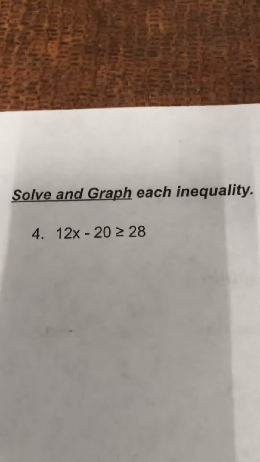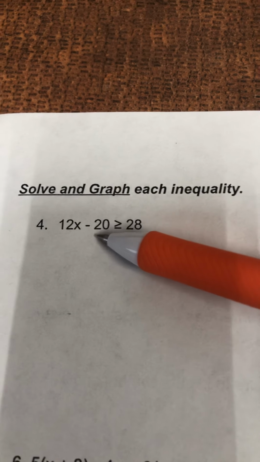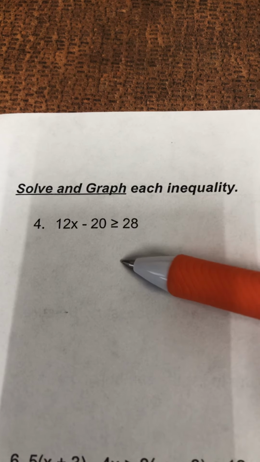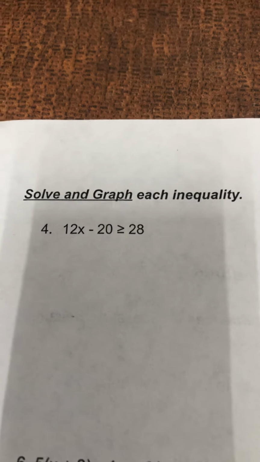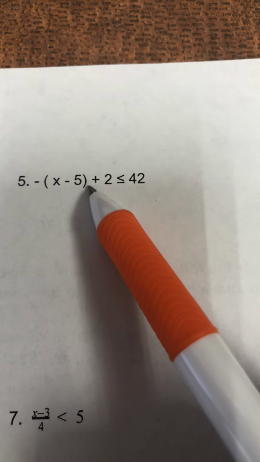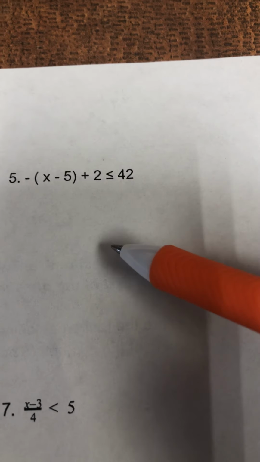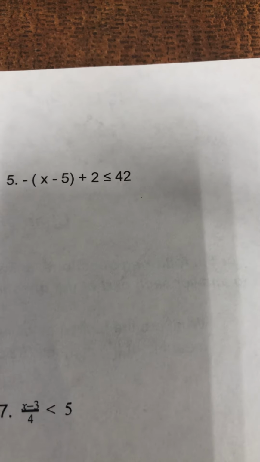Number 4, we have some problems here, and you're just going to solve these problems. Remember to add 20 to both sides first, and then you're going to divide both sides by 12. Here you're going to be using the distributive property first, and then combine like terms, and then solve for x.